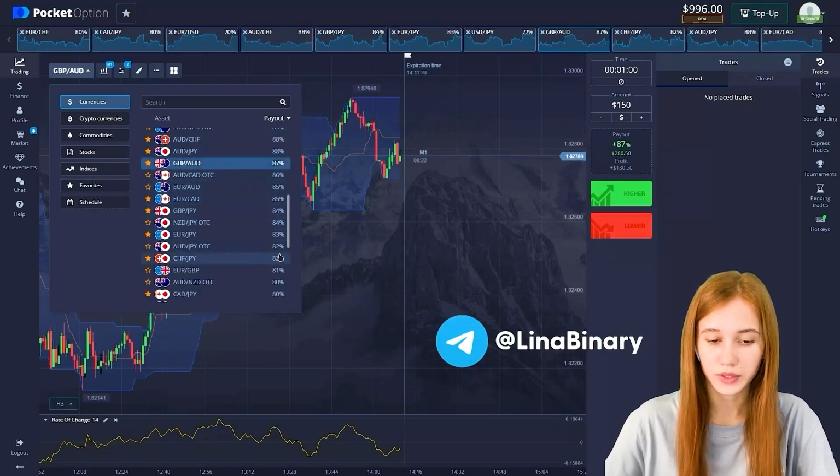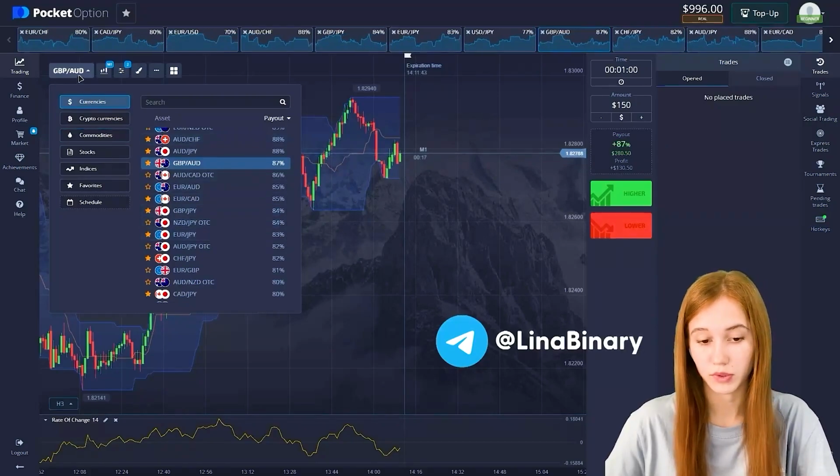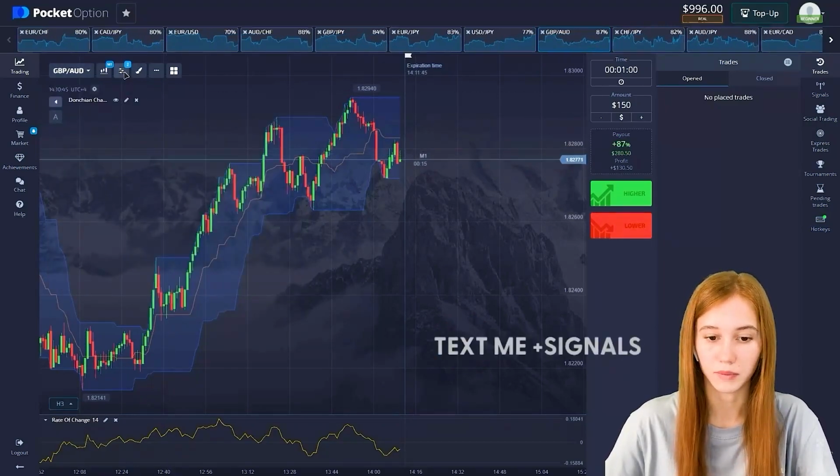So I also want to say, on the right is the interest on the currency pair. This is the payout percentage. I recommend choosing more than 70.